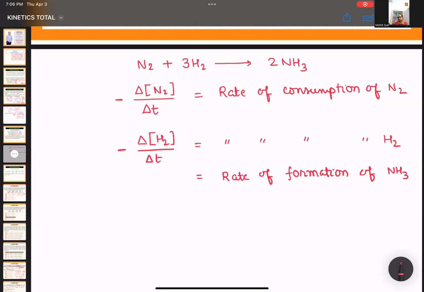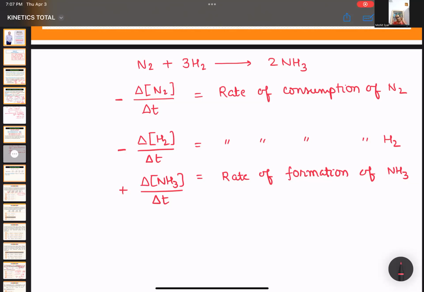So this is going to be delta NH3 by delta T. If they are talking about ammonia, it is just the change in concentration of ammonia by time. As of now, I've not put any 3 or 2. When to put it, I will talk about it. There is no negative sign here, because it is a formation, it is a product.